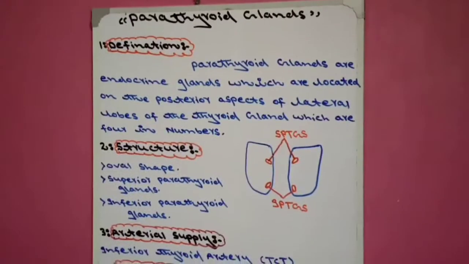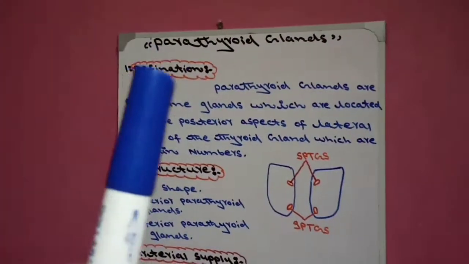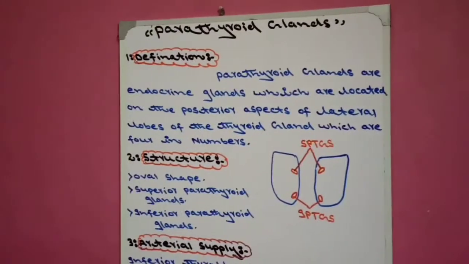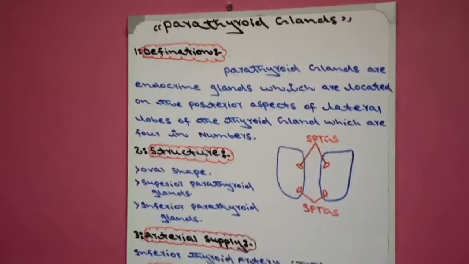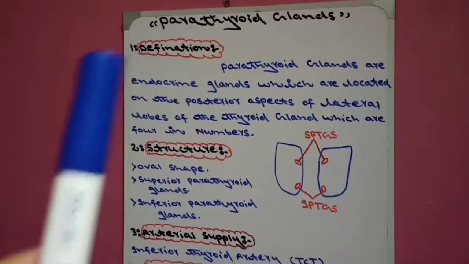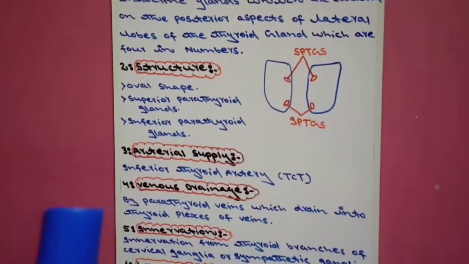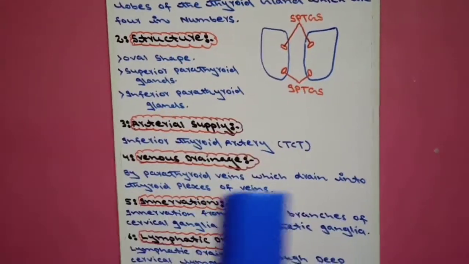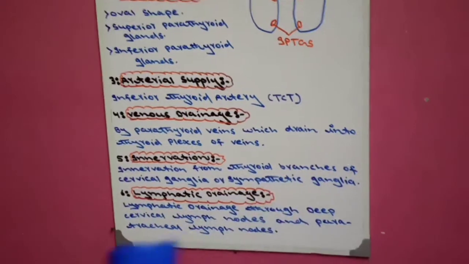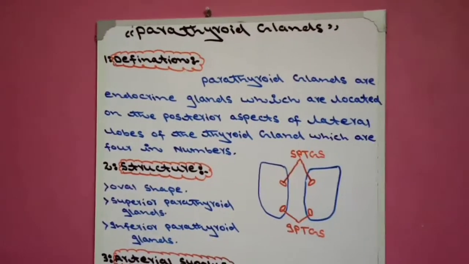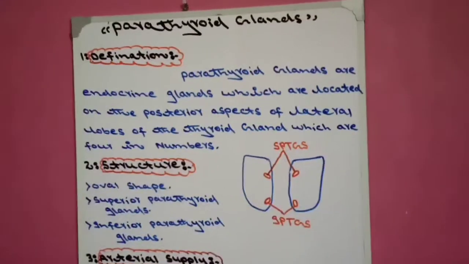Now today our topic is parathyroid glands. In today's topic, our topic outline is definition of parathyroid glands, structure, arterial supply, venous drainage, innervation, lymphatic drainage. First, we start from the definition of parathyroid glands.